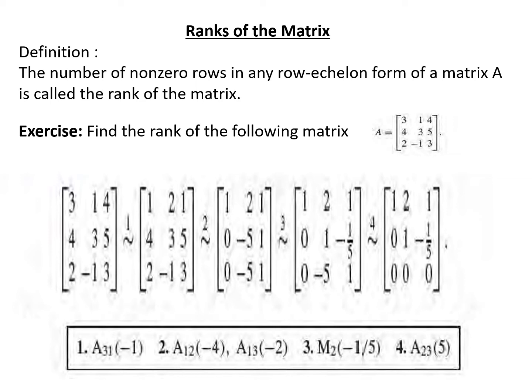So here is the exercise. Find the rank of the matrix A. The given matrix A is: first row 3 1 4, second row 4 3 5, third row 2 minus 1 3.